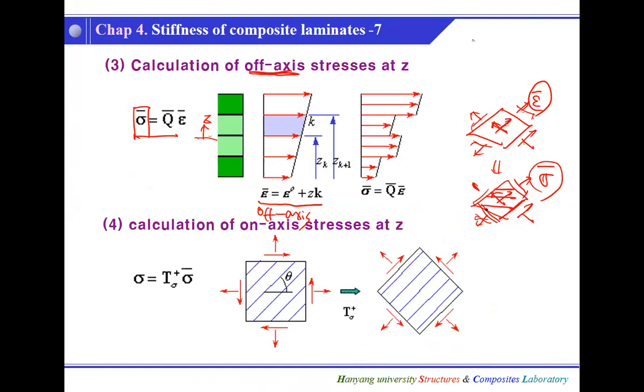But off-axis has a certain ply angle. We do not know how much the strength or stress is. We do need to know the ply on-axis. This is the on-axis, and all the material properties are with respect to this coordinate system. So we need to transform this sigma bar to sigma. This is sigma. So we need to transform the stress from off-axis to on-axis. Okay, so this is the theory and the steps we need to follow: from laminate strain and curvature, then off-axis strain, then off-axis stress, and then on-axis stresses. Okay, please follow these steps.